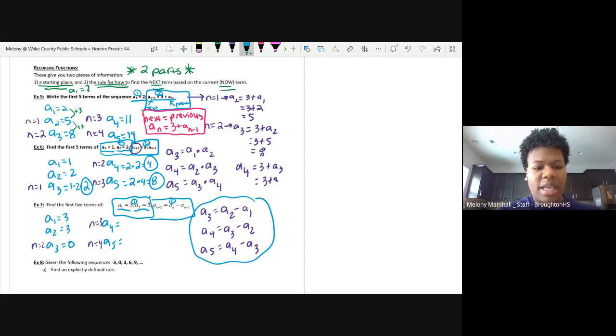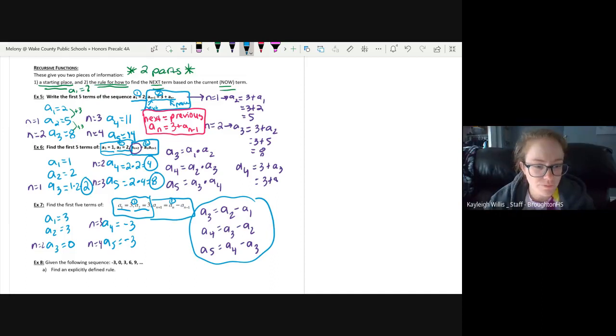Okay, a sub 4. A sub 3 is 0 minus a sub 2, which is negative 3. And a sub 4, which is negative 3, minus a sub 3, which is 0, is another negative 3. And so those are the first 5 terms.